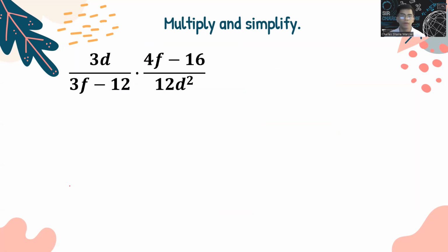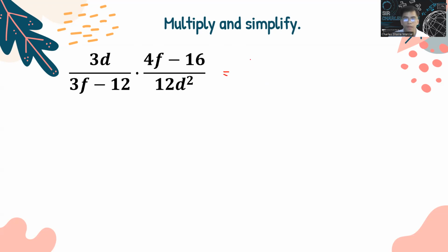Next example, we have 3b over 3f minus 12 times 4f minus 16 over 12d squared. So dito magkakaroon na tayo ng paggamit ng prior knowledge natin in factoring. Bakit? Kasi dito meron na tayong 4f minus 16 and 3f minus 12. So kailangan nating i-factor out yun. Paano? Let's have an example here.